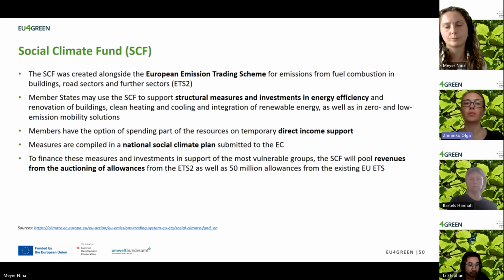The revenues from the auctioning of allowances from ETS2, as well as 50 million allowances from the existing European Union ETS, will be used for the Social Climate Fund.